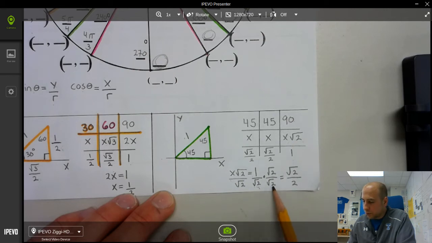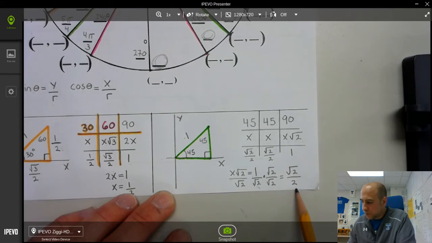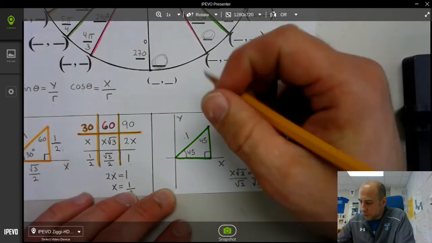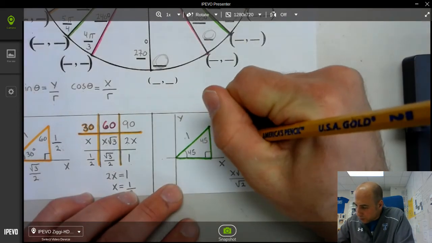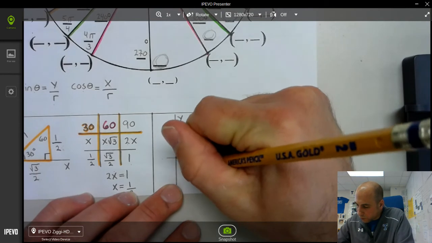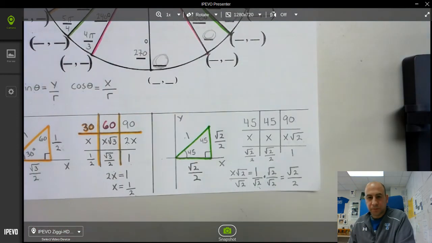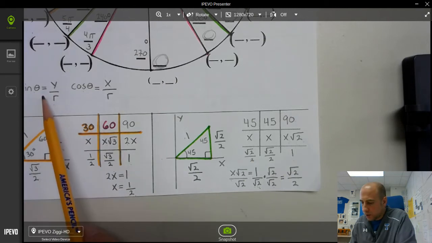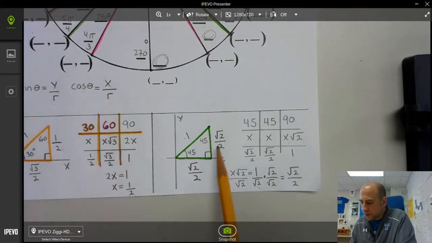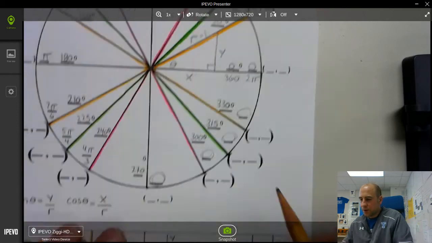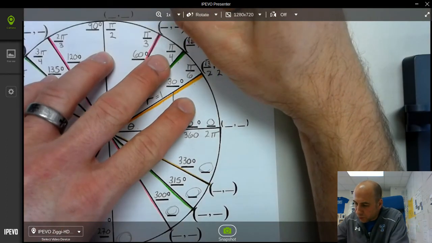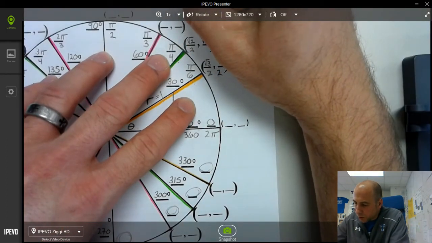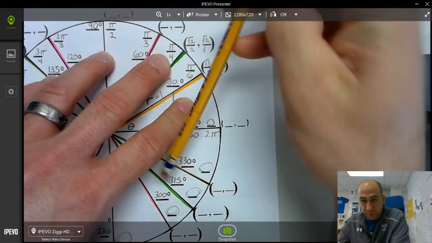Square root of 2 divided by square root of 2 equals square root of 2 over 2. So that means x is square root of 2 over 2, and the other x is square root of 2 over 2. Now we know that sine is the y value and cosine is the x, but in this case, the x and y are the same. So this point is square root of 2 over 2, square root of 2 over 2.